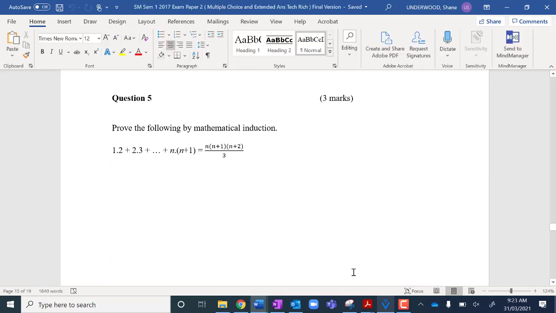Here's a very similar one from another exam, exam 2. This is 1 times 2, 2 times 3. By all means, if you want to have a go at this, feel free to have a go. You could look up a lot of these mathematical inductions. You can Google a lot of them and find the solution. All right.